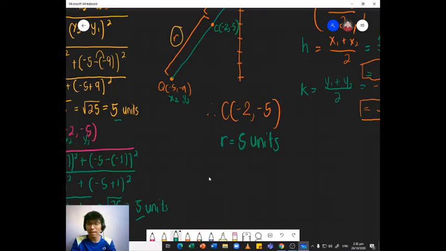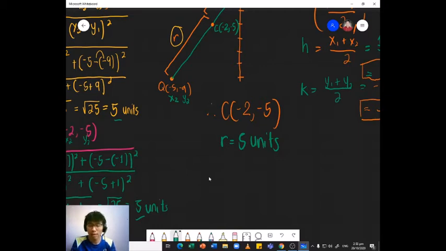Just to review before we find the equation: what did we use in finding the center? We used the midpoint formula because the given is the diameter. How did we get the radius here? We used the distance formula, getting the distance from the center to any endpoint of the diameter, because the midpoint of the diameter is automatically the center of the circle.